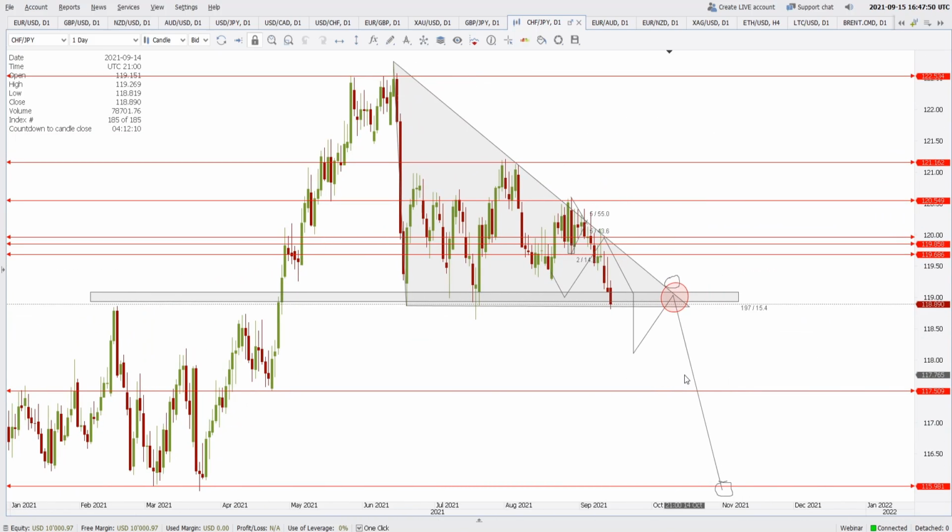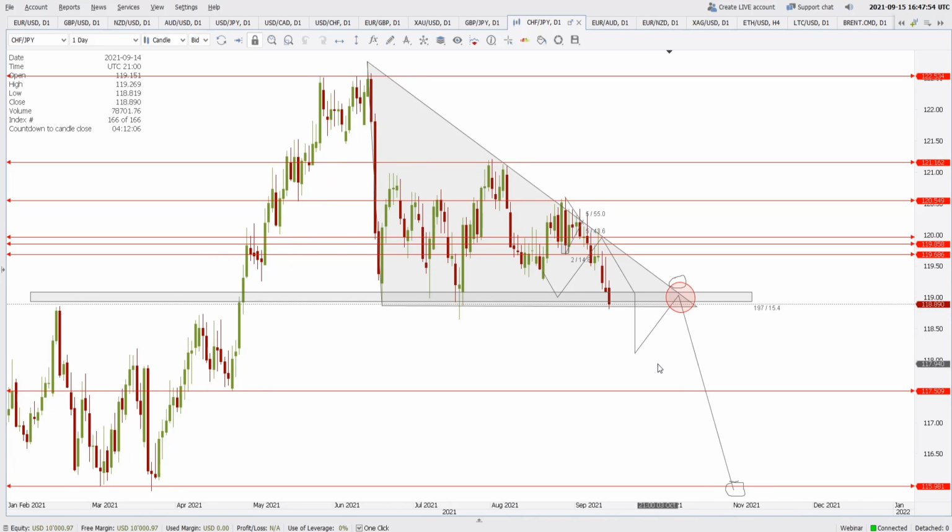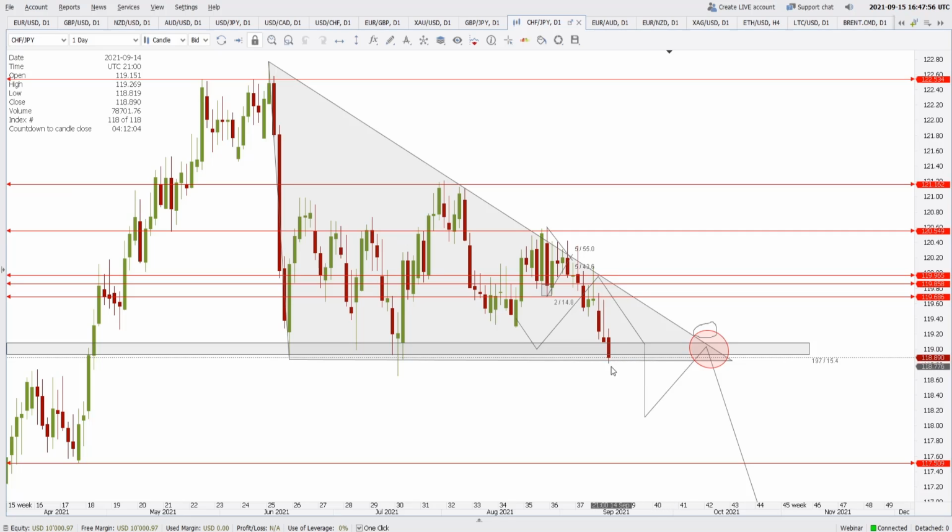CHF is perfectly moving within a triangle. One can take a small risk here with a very small value. If you see a bullish price action here, you can open the buy position with a small stop loss around 118.72 with the target of the 119.68 region.